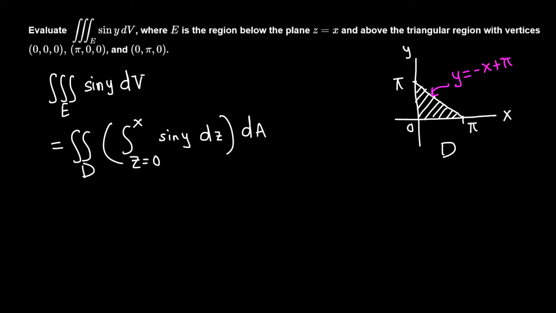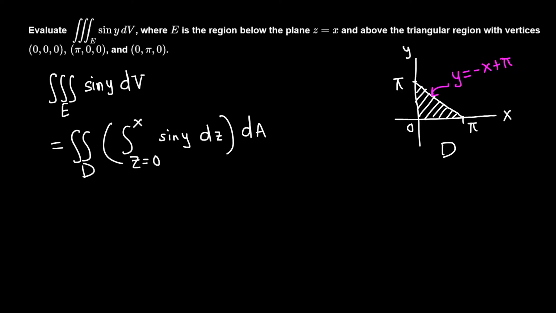Evaluate this triple integral where the region E is below the plane z equals x and above the triangular region with vertices (0, 0, 0), (pi, 0, 0) and (0, pi, 0). So we don't have to graph or draw the region E, which is not always easy. Sometimes we are able to draw it, but I'm not going to try here.